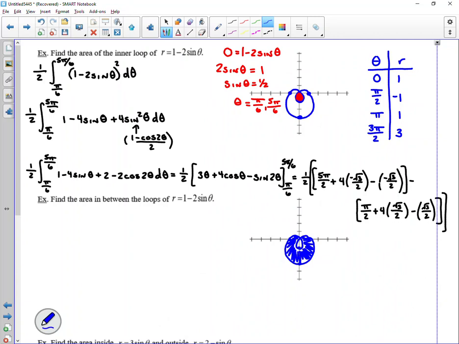Okay, all right. So we're gonna do the same thing here. It's not gonna be too bad though, because we've already figured out what the integral is.